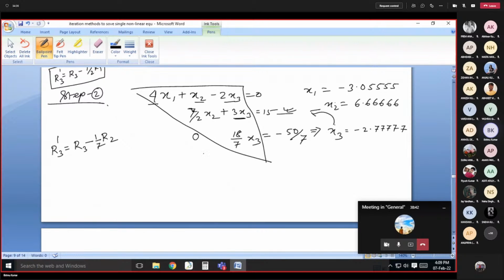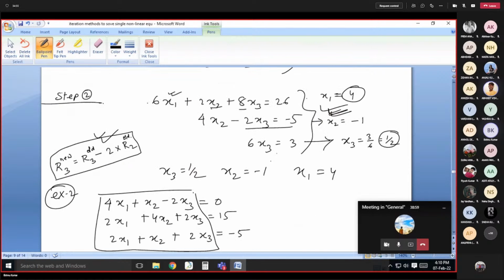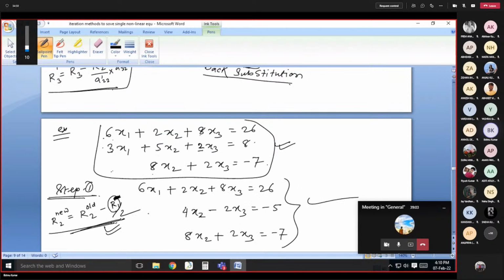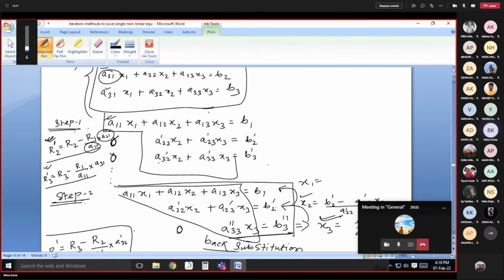This is the process of back substitution. Is the method clear? Yes, sir. Now, actually, logic is how you will build this. That idea I am telling you.